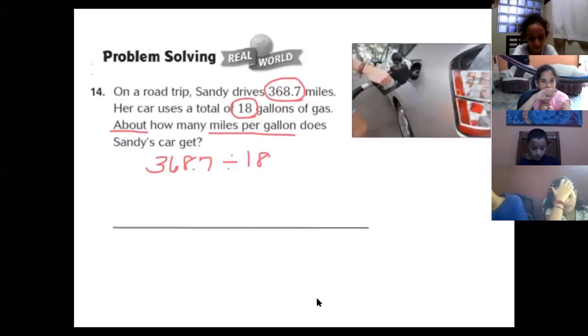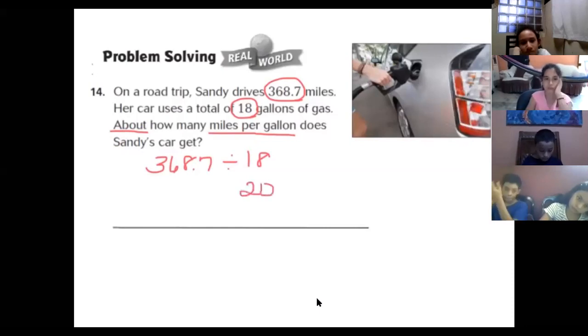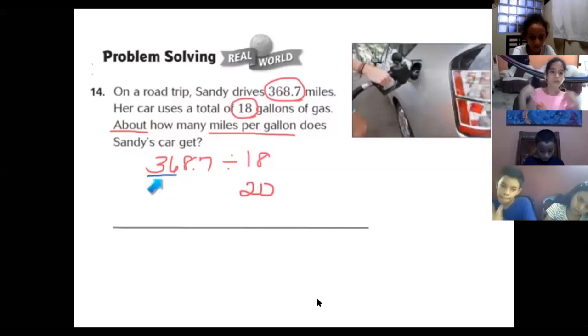Now, I'm going to start out by looking at my divisor. My divisor is an 18. And when I think about compatible numbers, I want to choose numbers that are easy to work with mentally. I know that a whole number close to 18 that would be really easy to work with would be the number 20. So I'm going to turn my divisor, which is 18, into the whole number 20. Now, the next thing I'm going to do is focus on the first two numbers in my dividend of 368 and 7 tenths. And those first two numbers are 36.